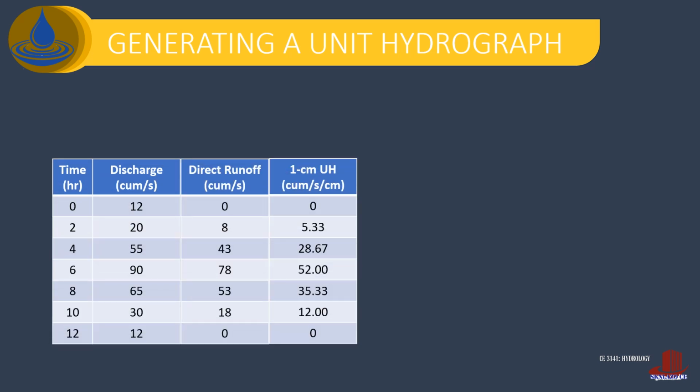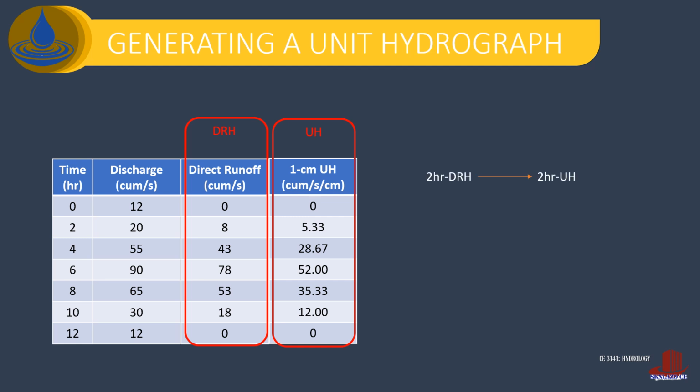From the previous videos, when we derive a unit hydrograph, note that the examples such as the one presented contain a direct runoff hydrograph with 2 hours intervals. Then we have converted this DRH into a unit hydrograph of the same interval, a 2-hour unit hydrograph. So to cut it short, a 2-hour DRH is provided and converted into a 2-hour unit hydrograph, or a 3-hour DRH was converted into a 3-hour UH.